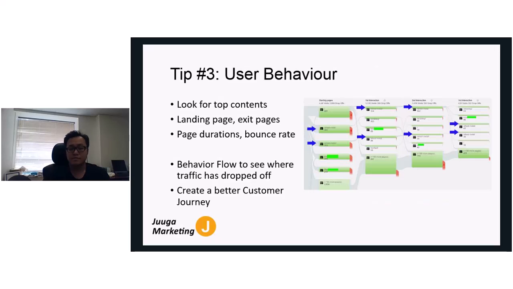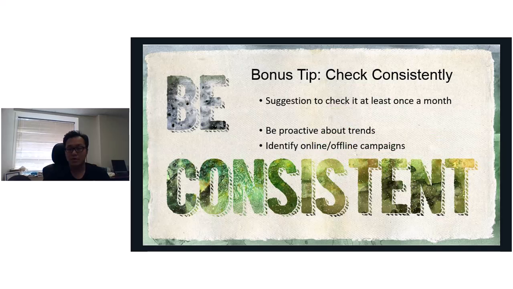Because I only wanted to do 3, I do want to give you a bonus tip, and that's to check it consistently. I would suggest doing it at least once a month, just to check it, and then be a little bit active about your industry trend, and also see if you can correlate that to your industry and correlate year to year to see if there's any growth as well.